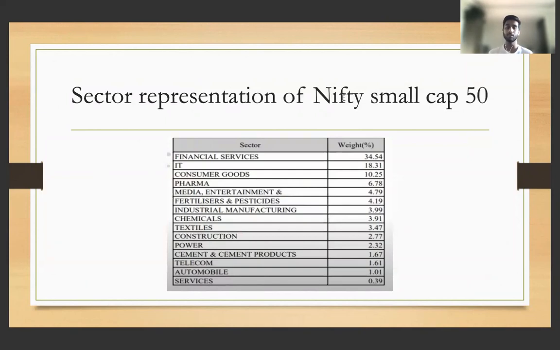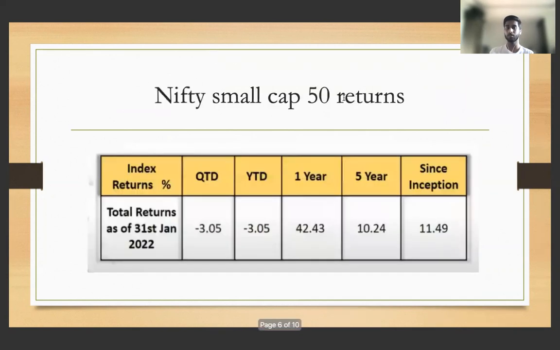Sectoral representation of Nifty Small Cap 50. So as you can see, 34% of all stocks in Nifty Small Cap 50 are financial services. So there is high weightage granted to financial services, IT, and consumer goods. These are three dominating sectors in the whole index, followed by diversification in pharma, media, fertilizers, industrial manufacturing, chemicals. But the most organized three sectors have been given top most weightage in this index.